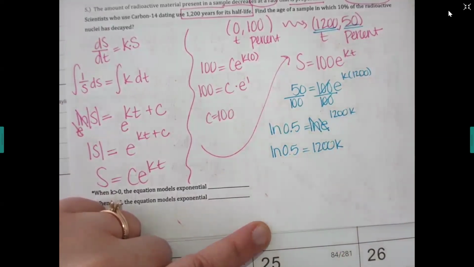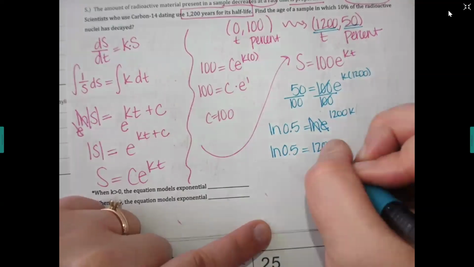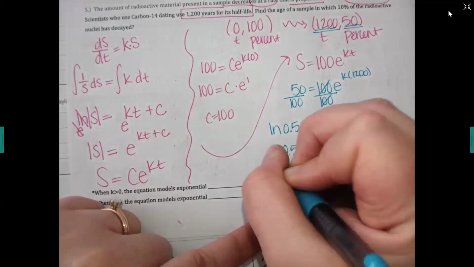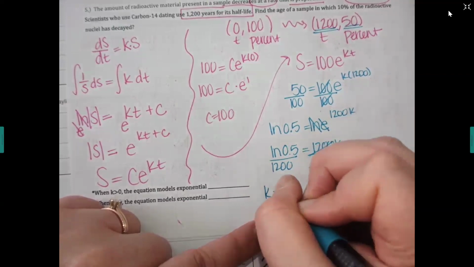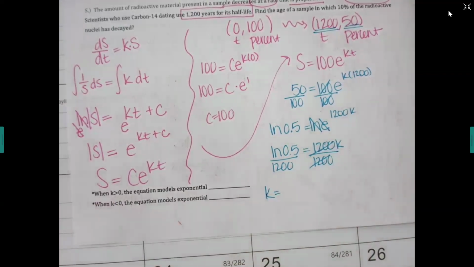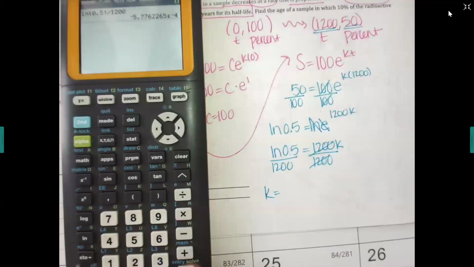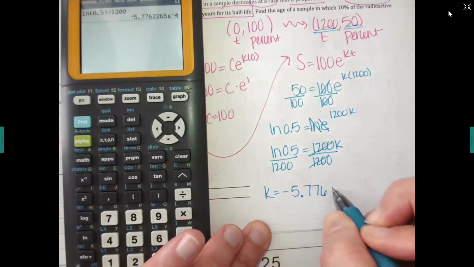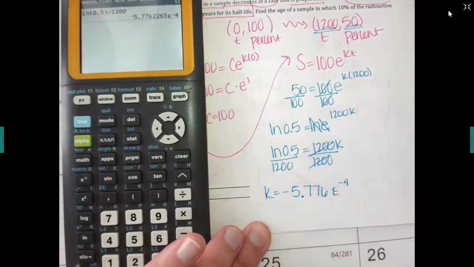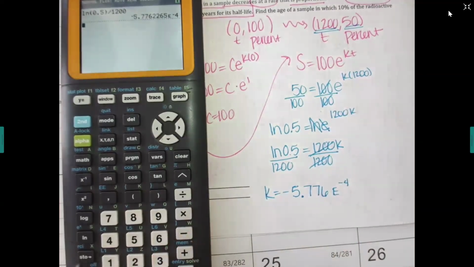And then last step after that, divide by the 1200. In your calculator, can you tell me what that number is? Okay, it will have an e in it, so go ahead and that's correct when you get it. ln of 0.5 divided by 1200 is 5.776 e to the negative 4. Okay, do we know what this means?